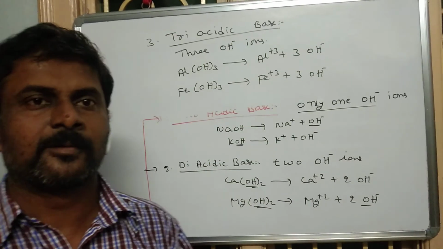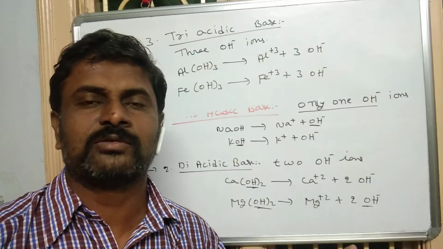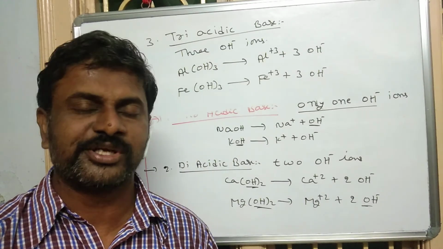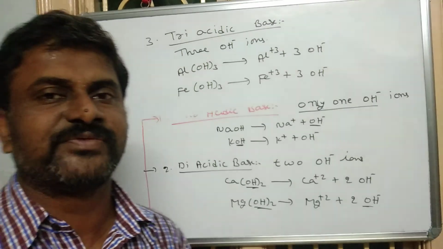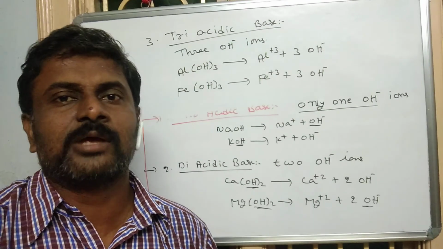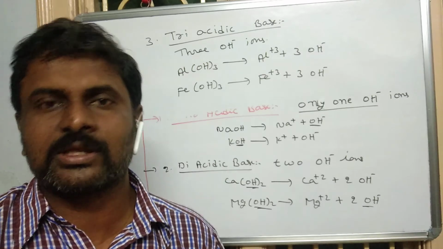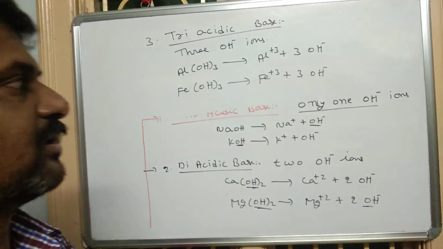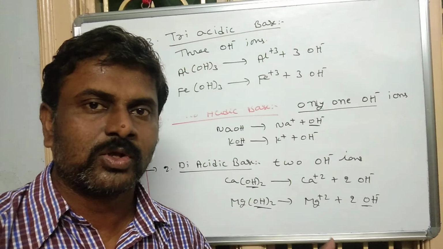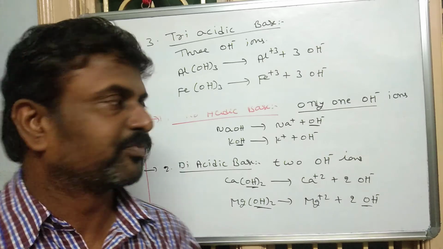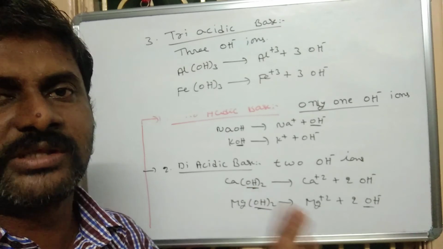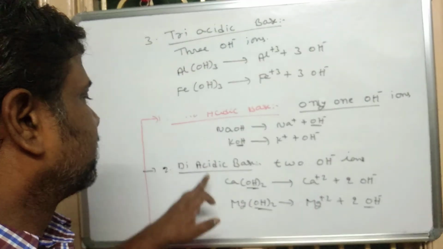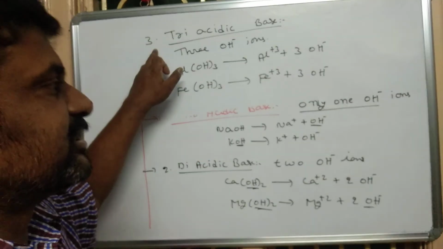Generally, a base means any substance that dissolves in water to release OH minus ions. Bases are classified into two ways: based on the strength and based on the acidity. Based on the strength, they are classified into two types, strong base and weak base. Based on the acidity, they are classified into three types: monoacidic base, diacidic base and triacidic base.